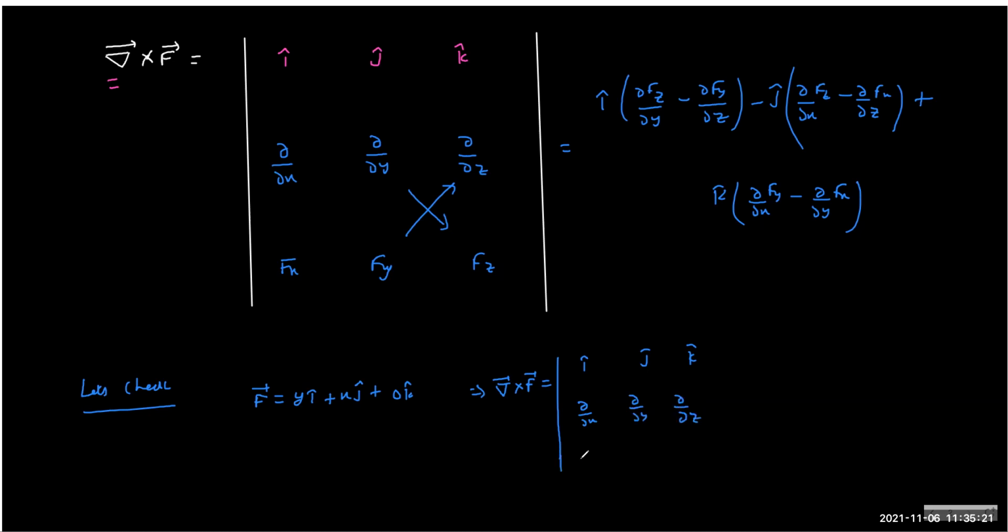What is f? X. What is fy? And then taking the i cap, j cap, k cap. So i cap into what we can write? Del by del y of 0, 0, and del by del z of x is 0. So this is 0. Because if you differentiate x with z, it is 0. And I'm sure that what you will do, you will get 0.